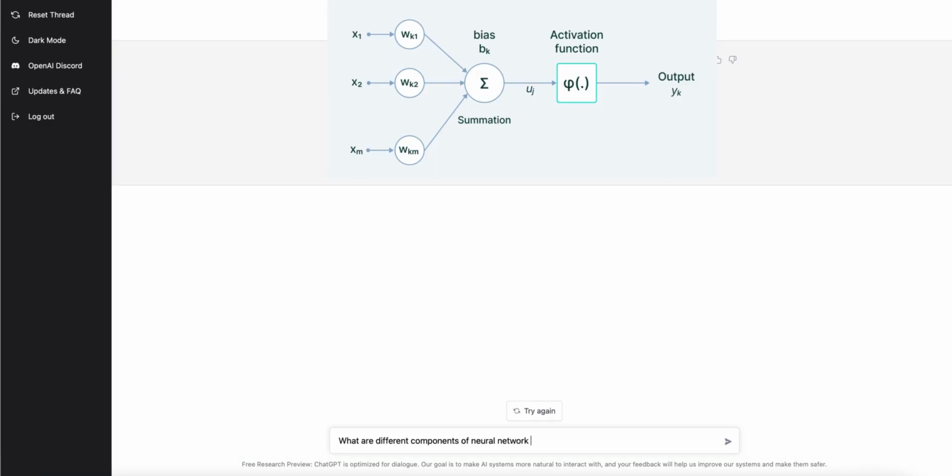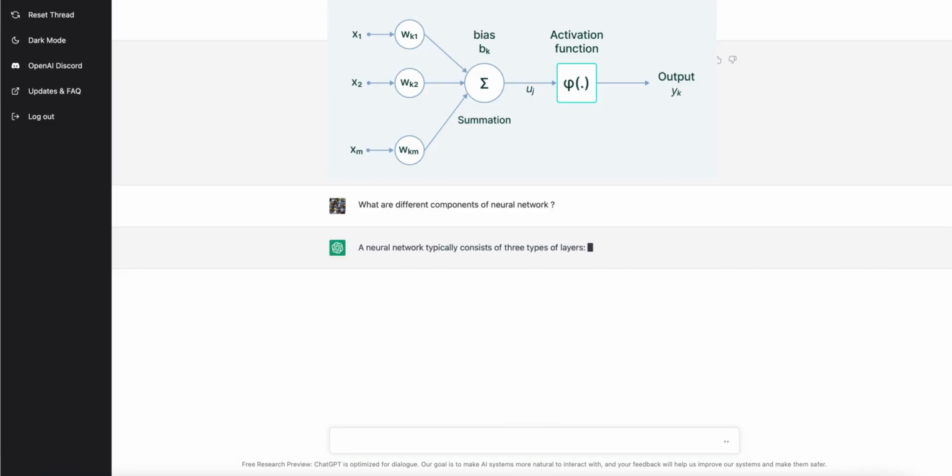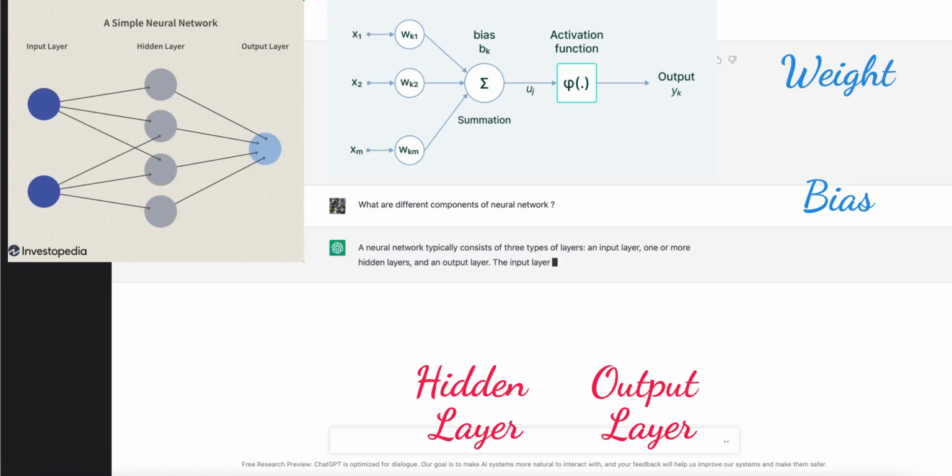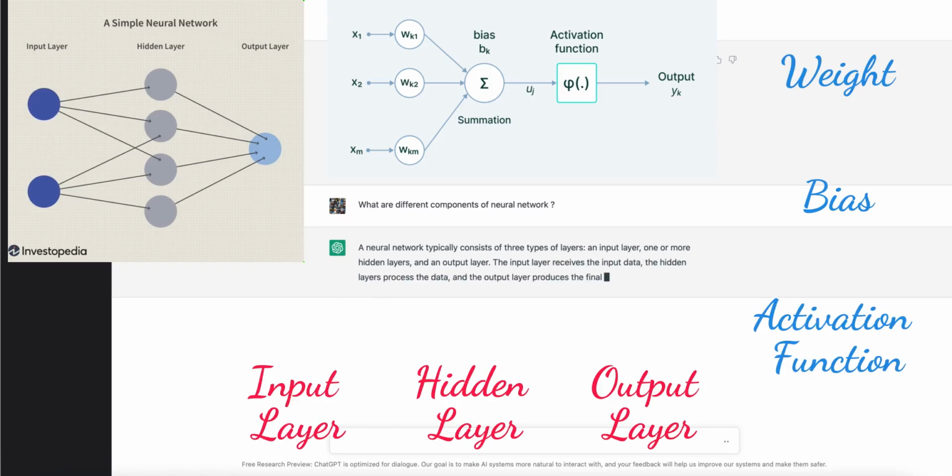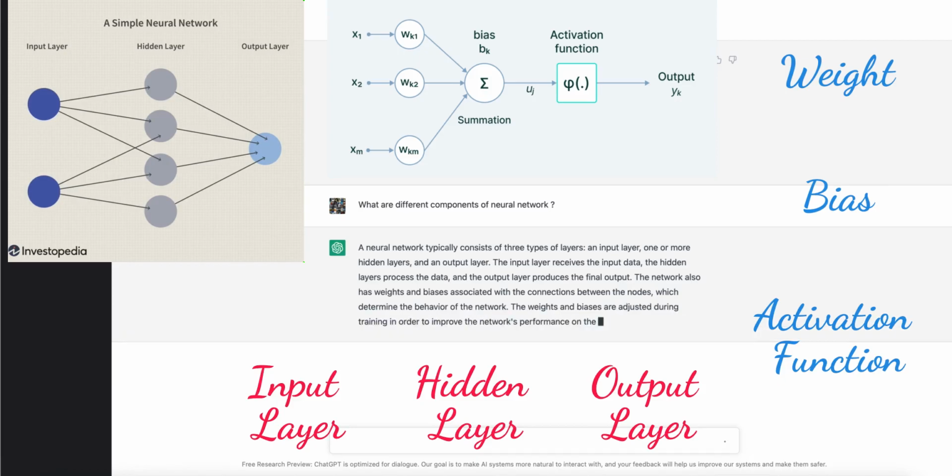What are different components of a neural network? Or how to build a neural network? A neural network typically consists of three types of layers: an input layer, one or more hidden layers, and an output layer. The network also has weights and biases associated with the connections between the nodes, and can also have other components like activation functions, etc.